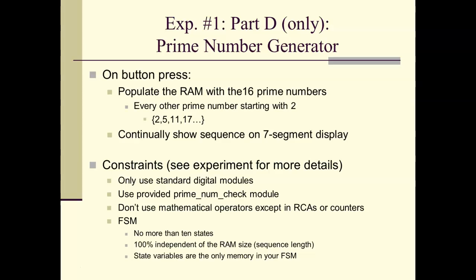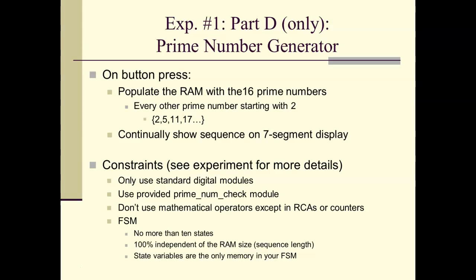So what I want is to take a RAM and populate it with 16 prime numbers. So the 16 prime numbers, not all the prime numbers, it's every other prime number starting with 2. So it's going to go 2, skip 3, 5, skip 7, 11, skip 13, etc. So fill up the RAM with those numbers, and then once the RAM is filled, I want you to continually show that sequence on the 7-segment display. So one at a time, you're going to step through and show the every other prime number one at a time on the 7-segment display.